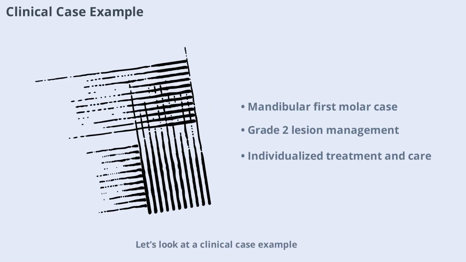Let's look at a clinical case, an example of furcation involvement in a mandibular first molar. The patient presents with a grade 2 lesion, partial bone loss, and mobility. After diagnosis and assessment, treatment includes scaling, root planing, osteoplasty, and regenerative procedures. Post-operative care and maintenance are emphasized, with regular follow-up to monitor healing. This case illustrates the importance of individualized treatment and ongoing care for successful outcomes.